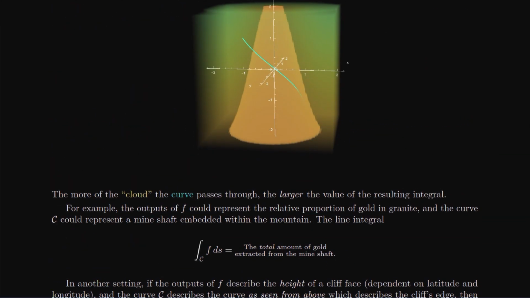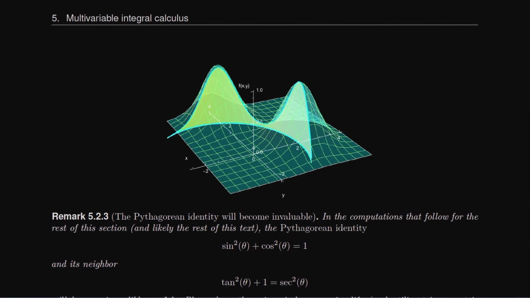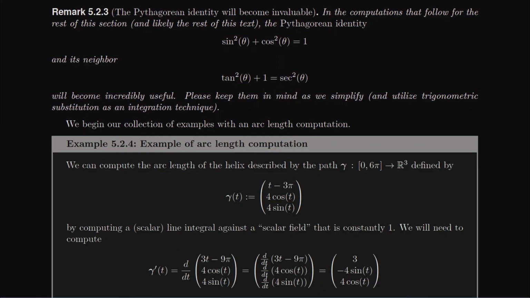Arc lengths, total accumulation of some quantity over a density field, and then in this final setting, the area of a cliff face whose curve, as seen from above, looks like the curve C. Now we're going to calculate some of these, and to calculate a lot of these, I want to mention in this remark that the Pythagorean identity is going to become invaluable. So this is that identity. You'll probably recognize it right away when you see it, but I want to prepare you to see it again before we start using it all over the place.